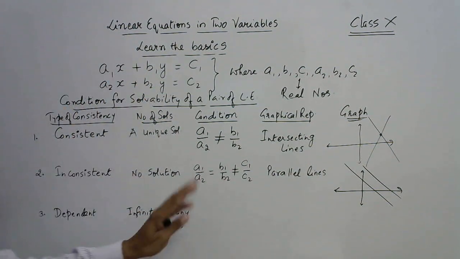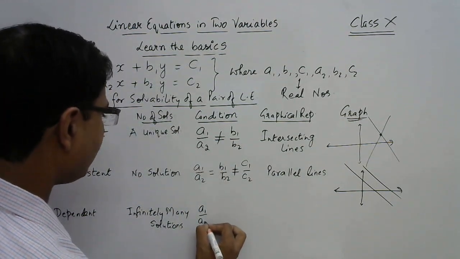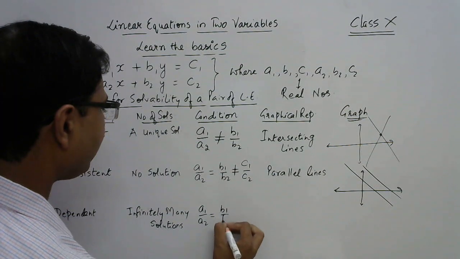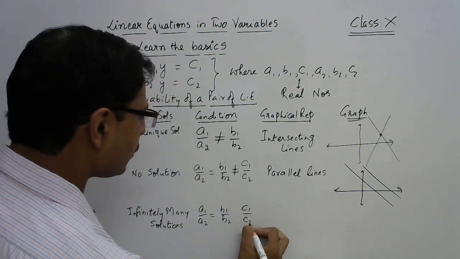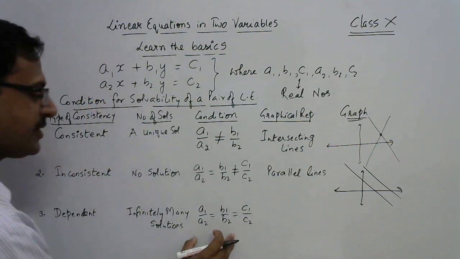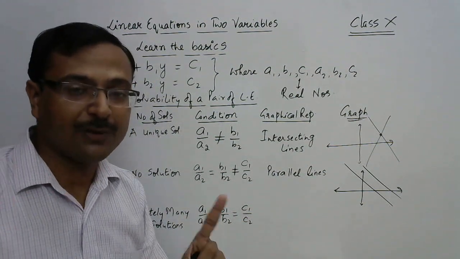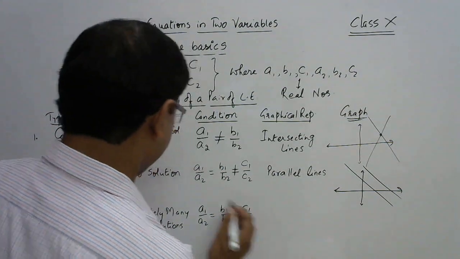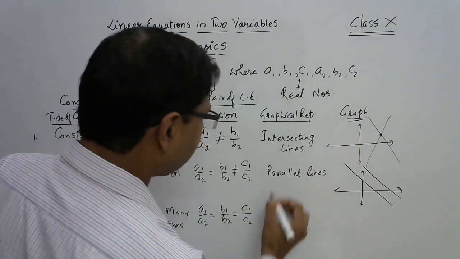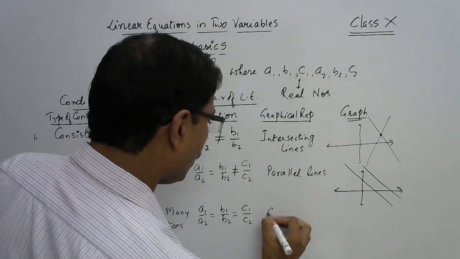And what is the condition? Again, you compare the ratios, a1 upon a2 will be equal to b1 upon b2. And when you compare the third one, if the third one also comes out to be equal to the first two, then you can directly infer that the pair of linear equations will have infinitely many solutions. And these types of equations are represented on the graph by coincident lines.